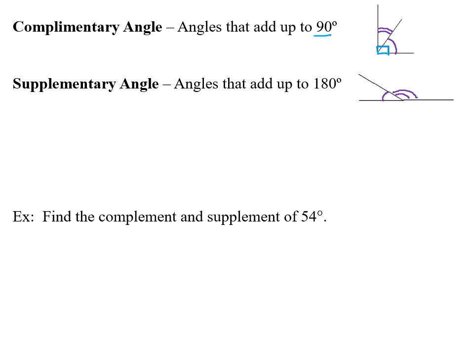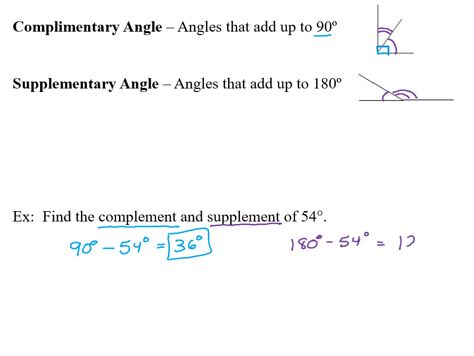Hopefully this isn't too bad. Your complement has to be two angles that add up to 90. So if you're looking for the complement, what you could do is just do 90 minus 54. It's pretty much that simple. I believe that's 36 degrees. And then your supplement, because they have to add up to 180, you just do 180 minus 54. And I believe that is 126. And that is the complement and the supplement of 54 degrees.